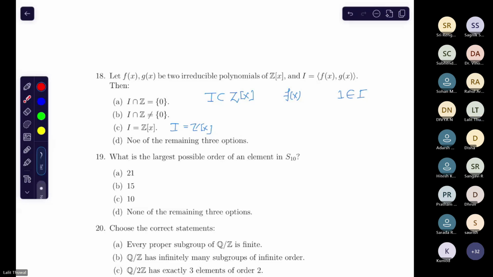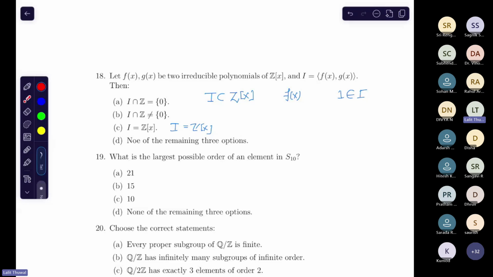Okay, Sangavi, how did you do that? There exists an irreducible h of x in Z[x] which cannot be generated by I. So I is not equal to Z[x]. No, you have to prove that I contains some integer. Obviously, I cannot be equal to Z[x] in case you have some irreducible polynomials, but you have to prove that I contains some integer.